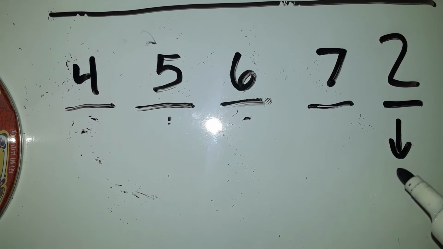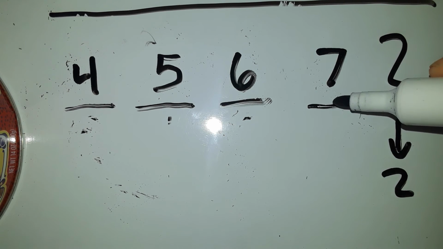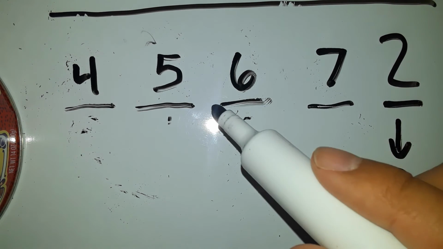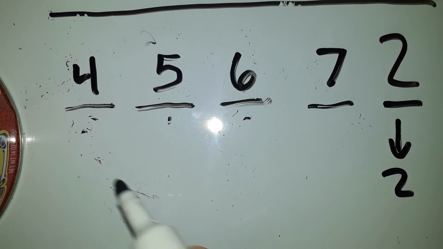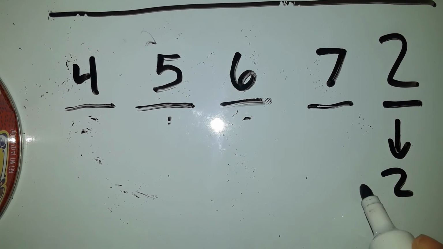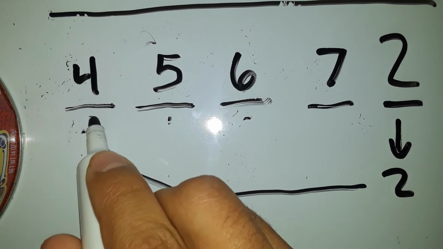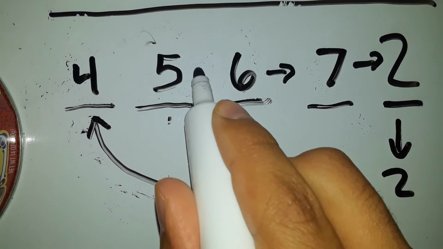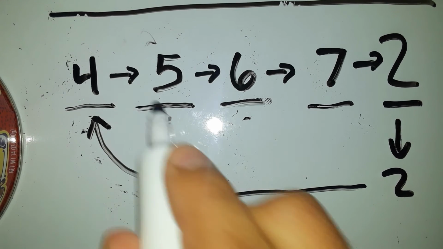Let's bring it down to a temporary holding spot, and let's check. Is 2 less than 7? It is. Is 2 less than 6? It is. Is 2 less than 5? It is. And of course 2 is less than 4, which means it's going to go all the way here. That means we have to shift every single item in our array this way.